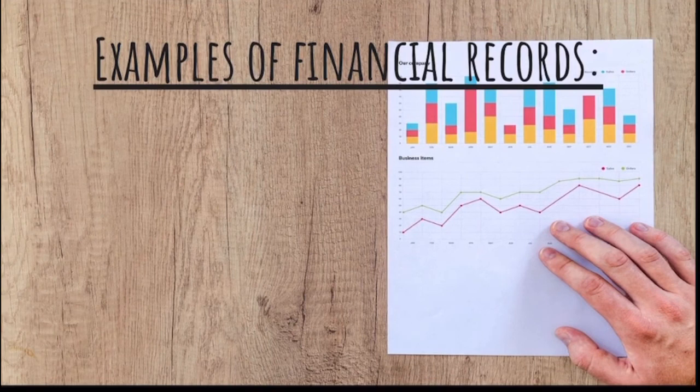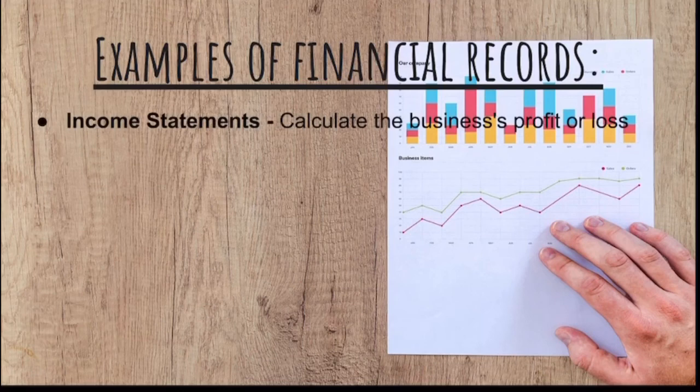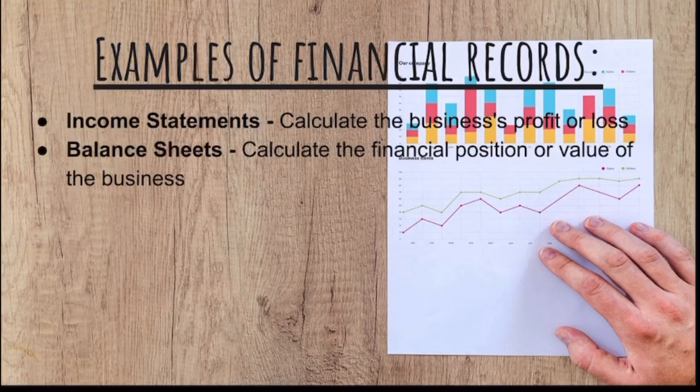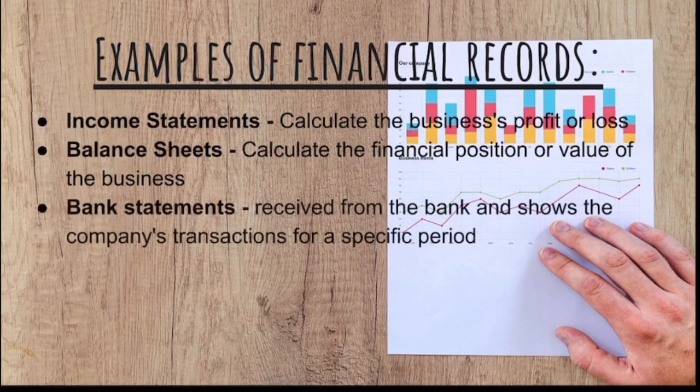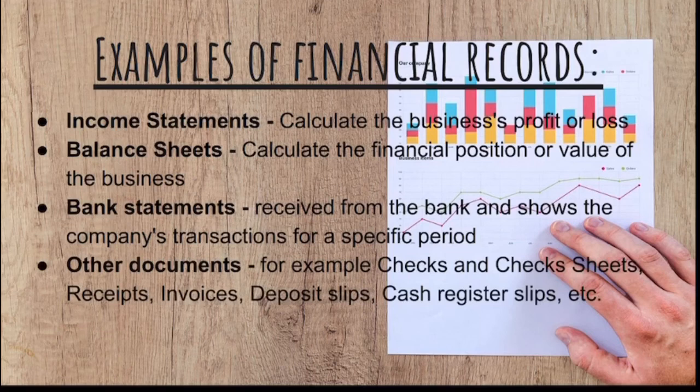Examples of financial records. The first one that we get is an income statement. The income statement calculates the business's profit or loss. Then we get the balance sheet. This calculates the financial position or the value of the business. Bank statements. This is received from the bank and it shows the company's transactions for the specific period. Then we get other documents. This is, for example, the checks, the invoices, the receipts and the deposit slips.